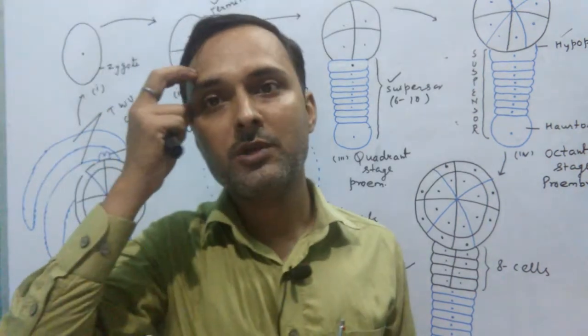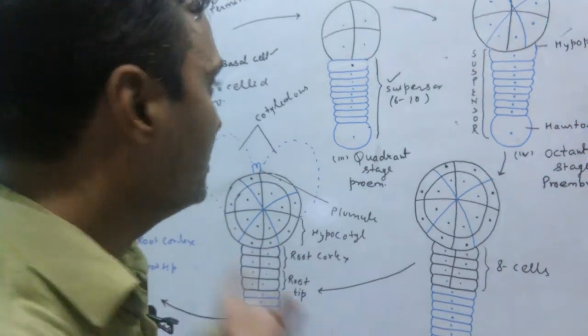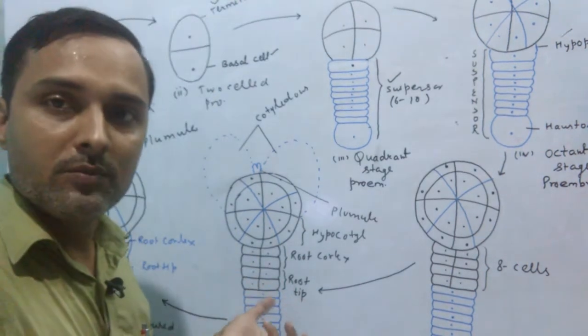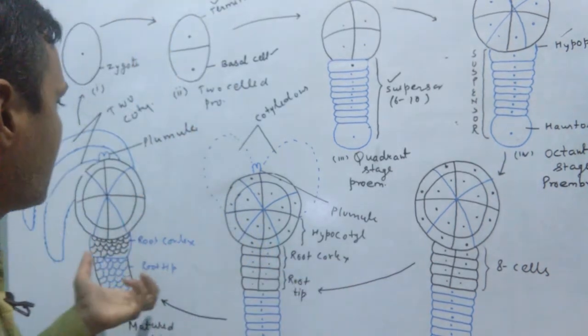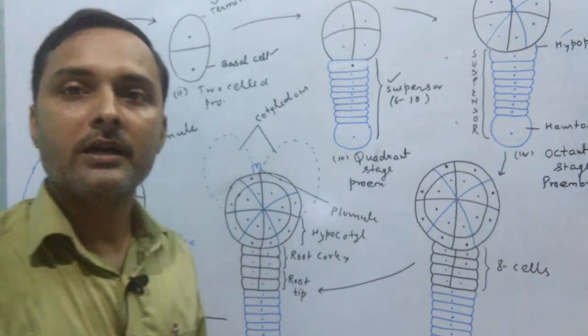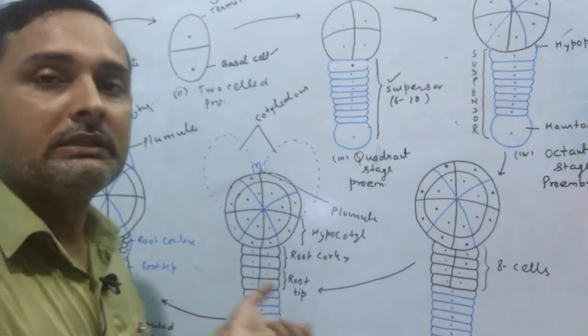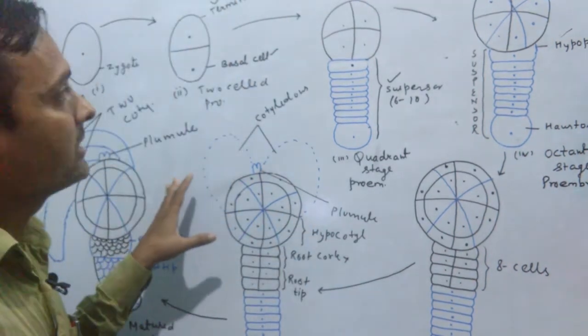Once again, what do you mean by embryogenesis? The process of development of an embryo from zygote is known as embryogenesis. During embryogenesis, mitotic division takes place and forms a mature structure. This embryo later gives rise to a new plant, and this embryo is present inside the seed. Okay, so this is all about embryogenesis in case of dicot plants.